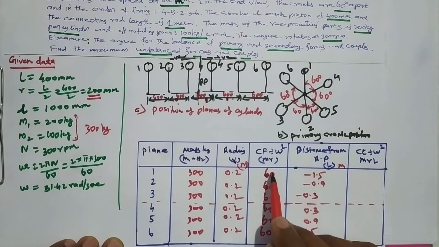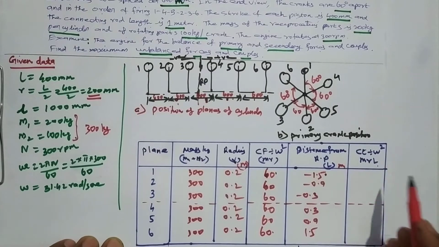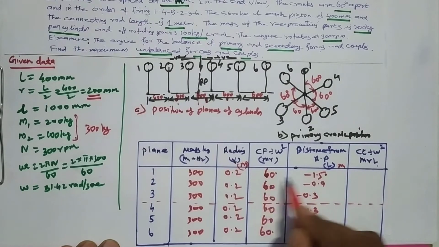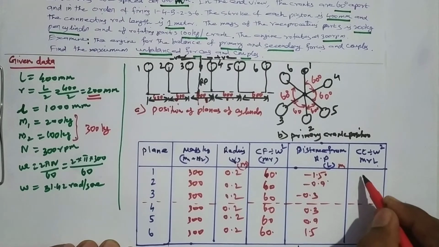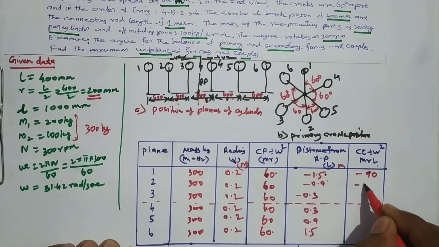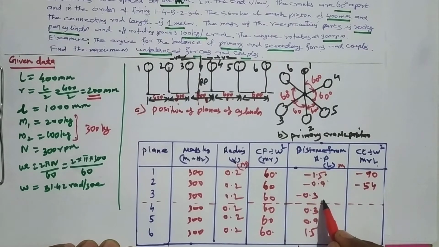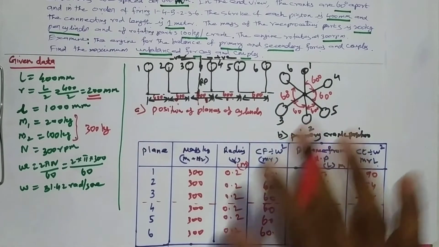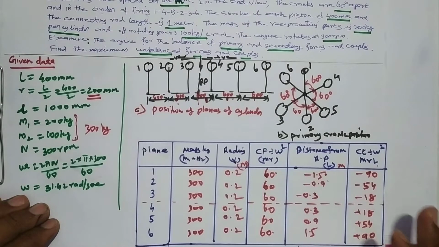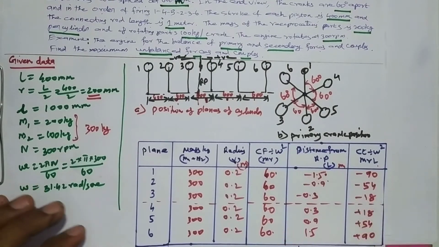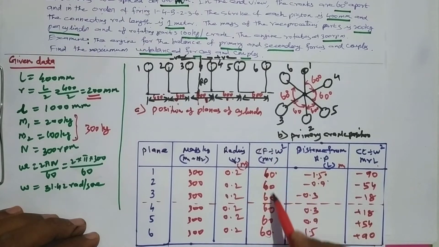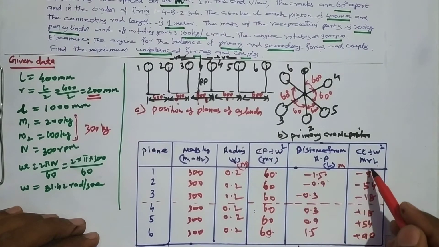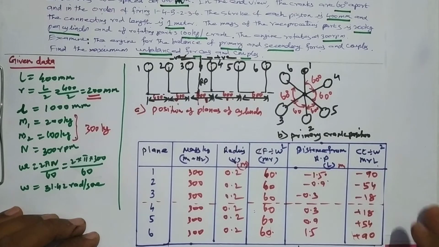The multiplication of centrifugal force and distance gives you the centrifugal couple. So the first is 90, so minus 54, then 60 into 0.3 gives minus 18, here plus 18, here plus 54, plus 90, you are getting that. From this table, you go on to draw the primary force polygon and the primary couple polygon using these table values, right?